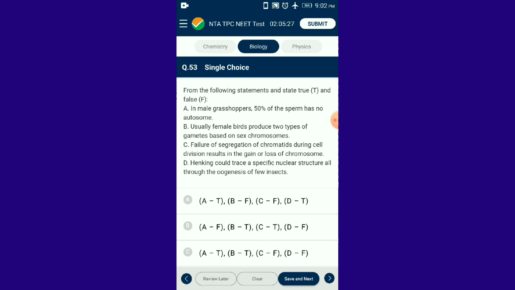Statement B. Usually female birds produce two types of gametes based on sex chromosomes. So that statement is correct. C. Failure of segregation of chromatids during cell division results in the gain or loss of a chromosome. Statement C is also true. D. Henking could trace a specific nuclear structure all through the oogenesis of few insects. So that is false.